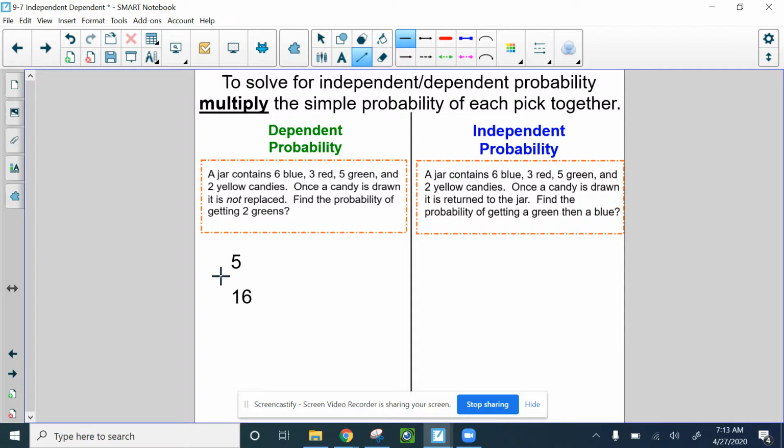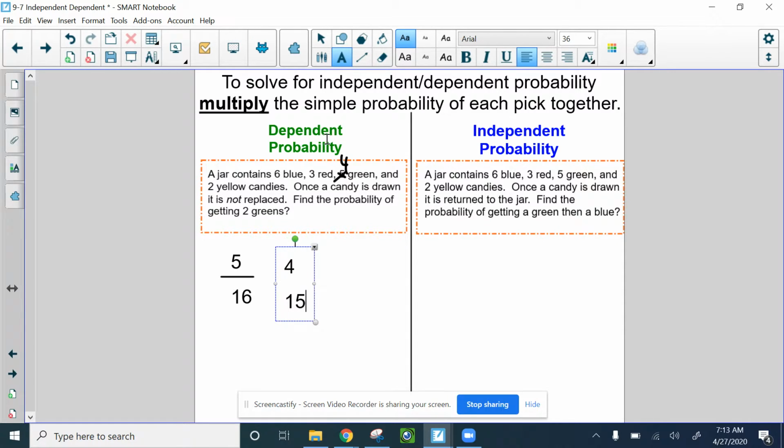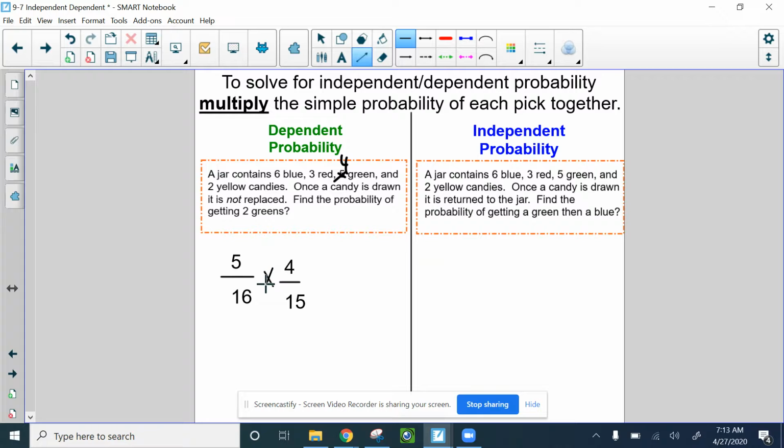However, it says I now am going to draw a candy and not replace it. So once I don't replace that candy, I no longer have 5 green ones. I now have 4 green ones. And my total is no longer going to be 16. I now only have 15 marbles. So I have a 4 out of 15 chance the second time. That's why that's considered a dependent probability, because they are going to change and affect the two probabilities.